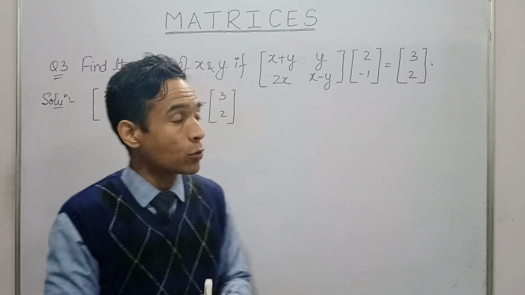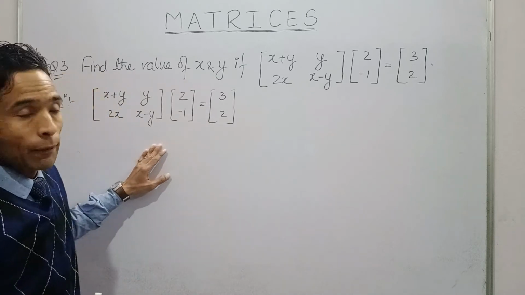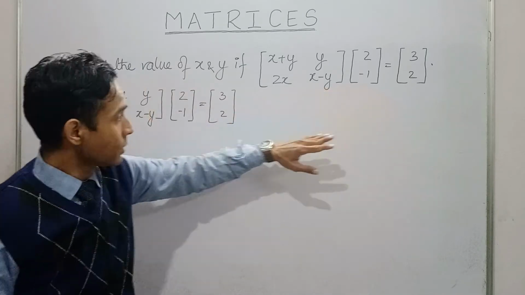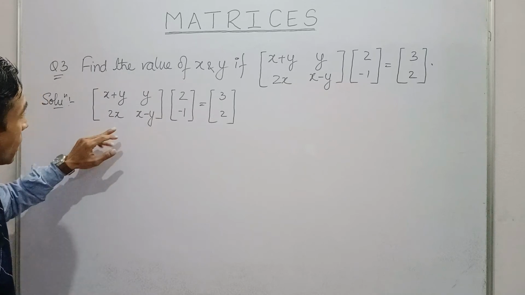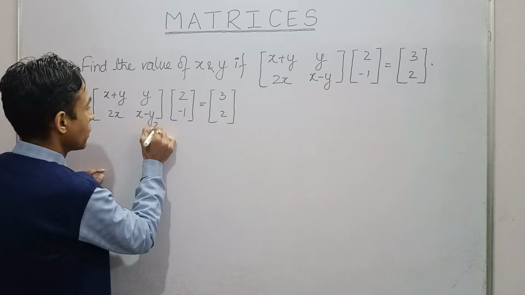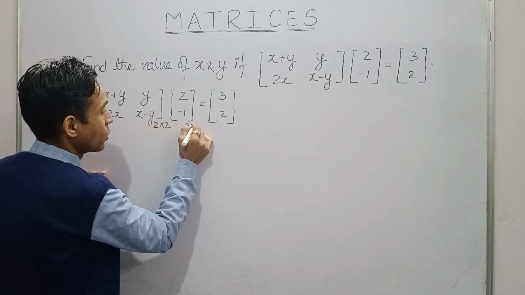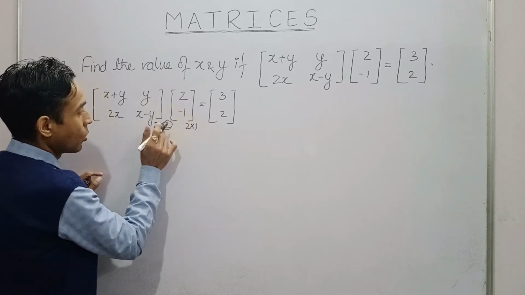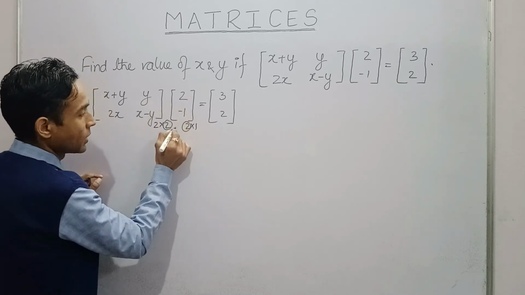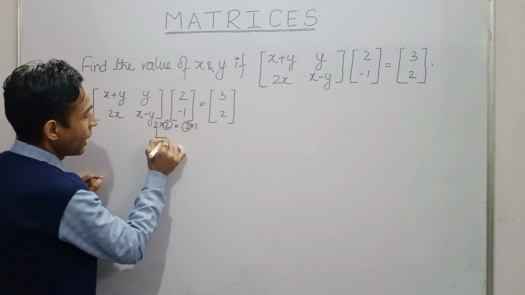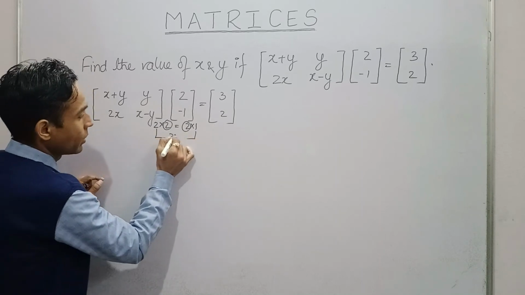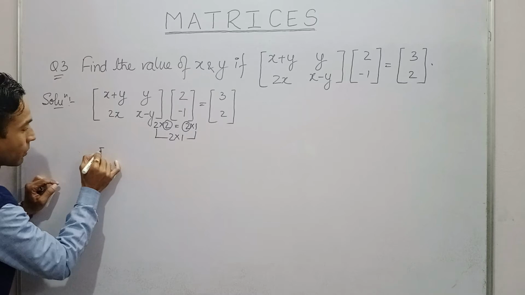In the third question we have to find out the value of x and y according to the given equations. I have written them here. Here this one is of order 2 by 2 and this is of order 2 by 1. The column of the first is same as the row of the second, therefore they are multiplicative, and the order of the resulting matrix will be 2 by 1. So let's multiply.